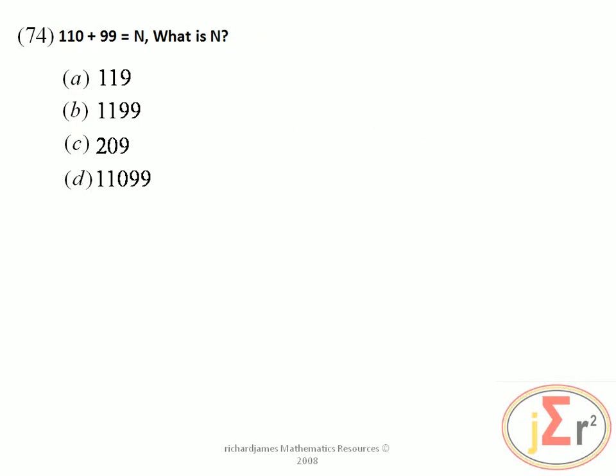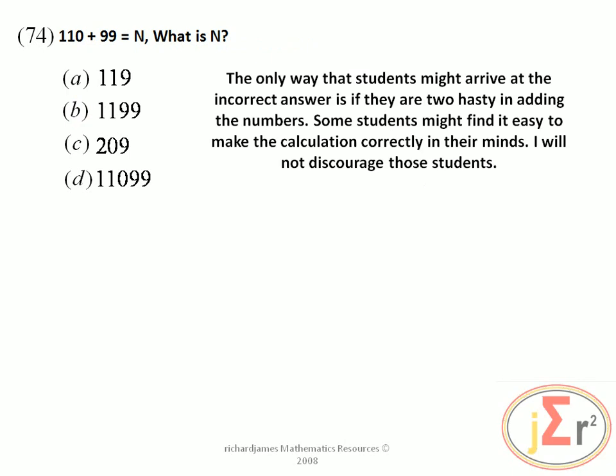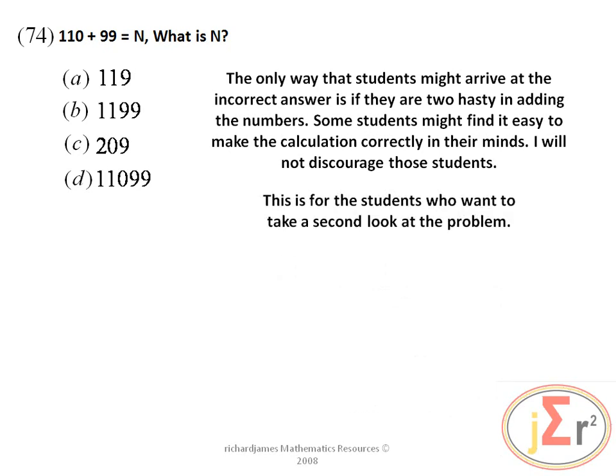110 plus 99 is equal to n. What is n? The only way that students might arrive at the incorrect answer is if they are too hasty in adding the numbers. Some students might find it easy to make the calculation correctly in their minds. I will not discourage those students. This is for the students who want to take a second look at the problem.